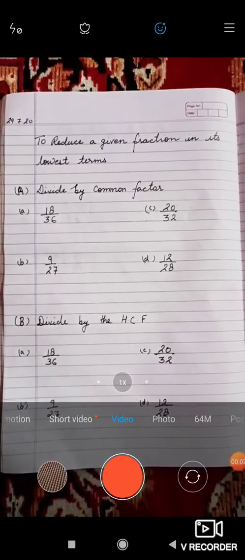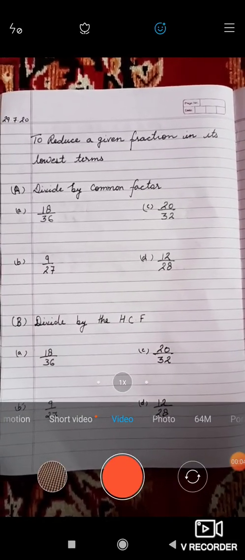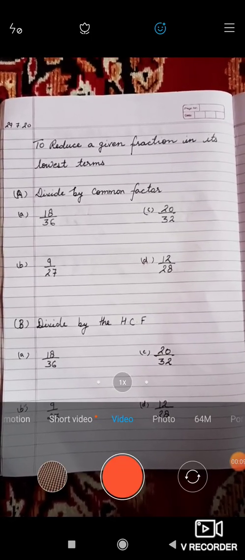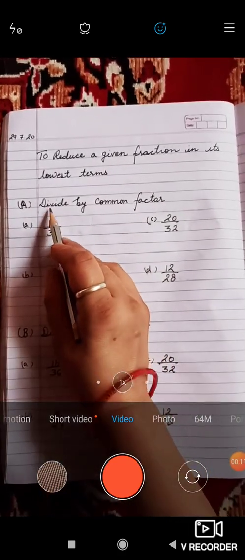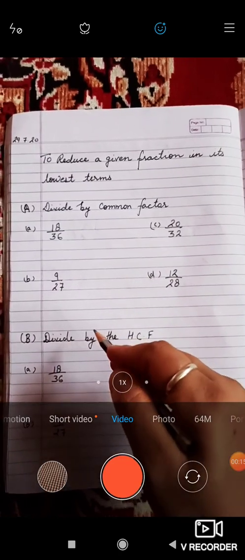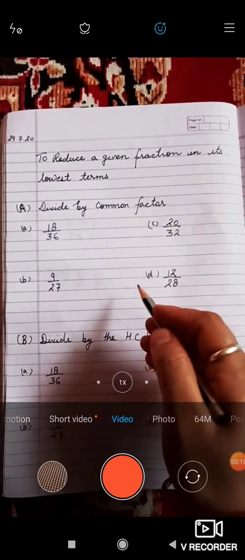Good morning students. In this video we are going to learn how to reduce a fraction to its lowest terms. First we will learn it by common factor. So let's start and try to understand it with the help of an example.